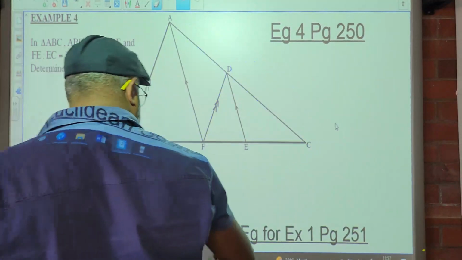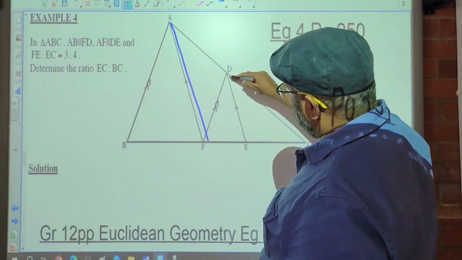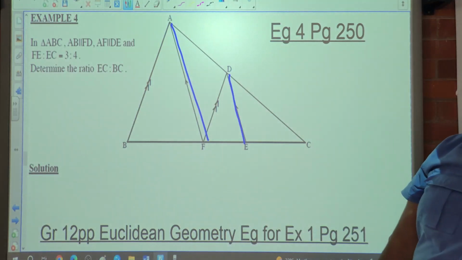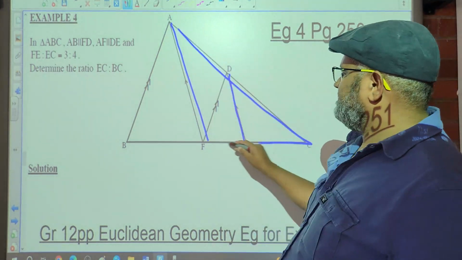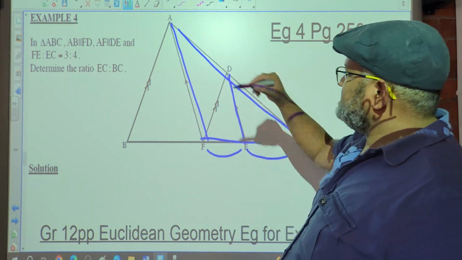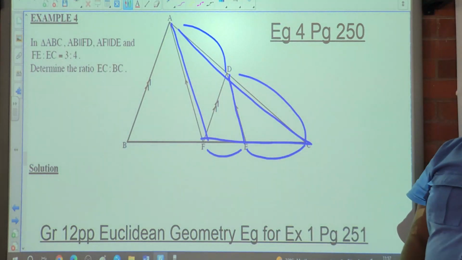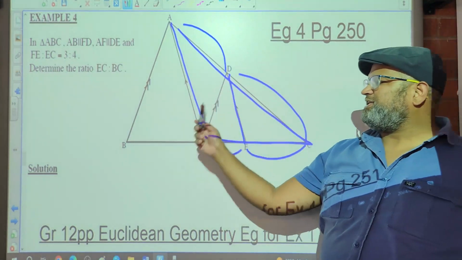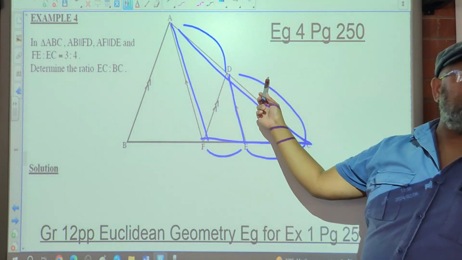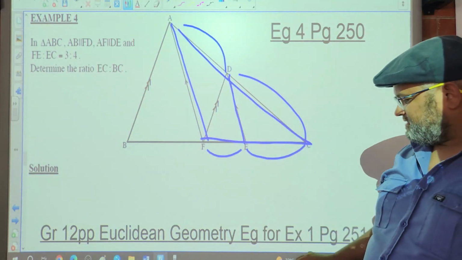Then we are told that AF is parallel to DE. What can we conclude here now? That FE over EC is equal to AD over DC. Remember, AD over DC also has a relationship with AF over FC. So this one has a relationship with that one.